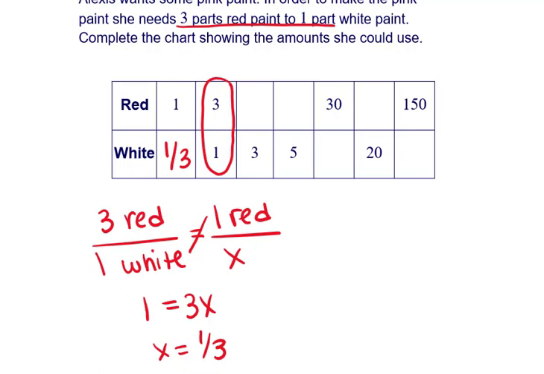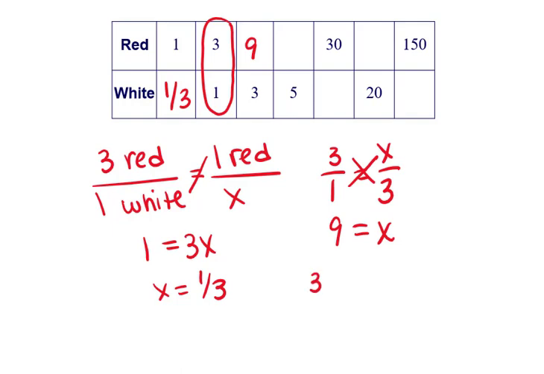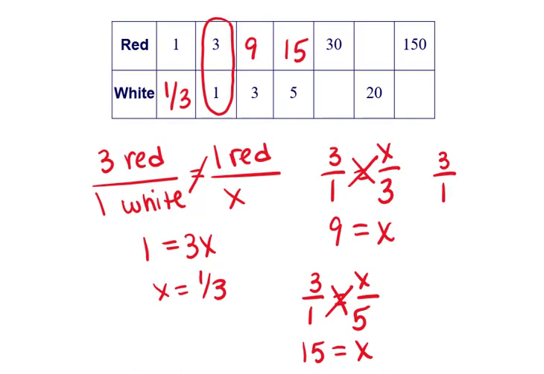We can continue to set up our proportions with that 3 to 1 always being the constant or beginning ratio. We can have 3 over 1 equals something over 3 for the third column. So 3 times 3 is 9, and 1 times x is 1x, or just x, so that's 9. We can have 3 over 1 is equal to something over 5. So 3 times 5 is 15, and 1 times x is x, so that would give us 15. We have 3 over 1 equals 30 over something. Now we don't know the white parts, so we'll still cross multiply. 30 times 1 is 30, equals 3 times x, which is 3x. So 3 times 10 is 30, so x equals 10.